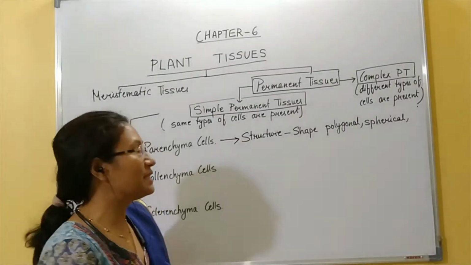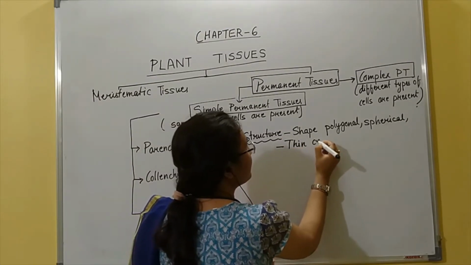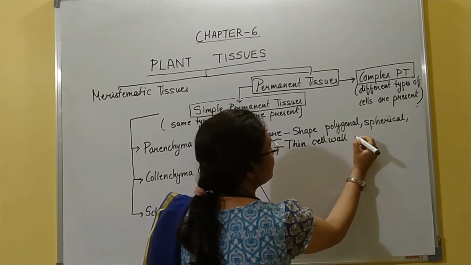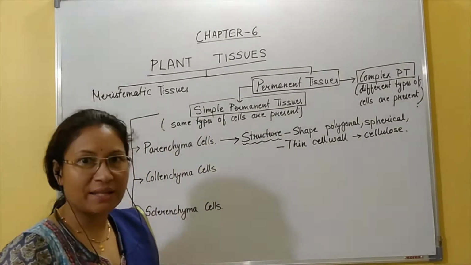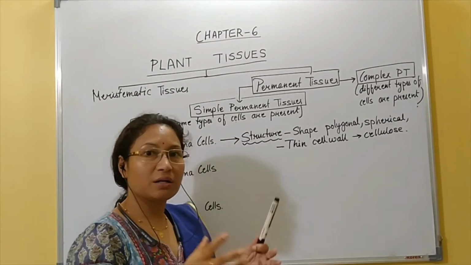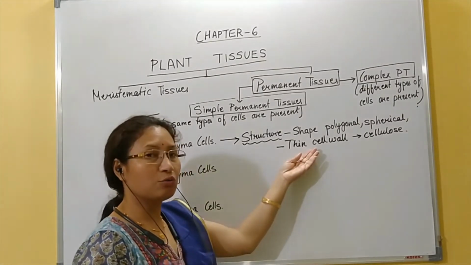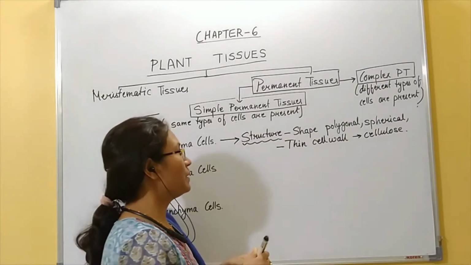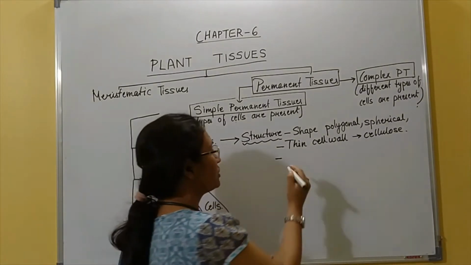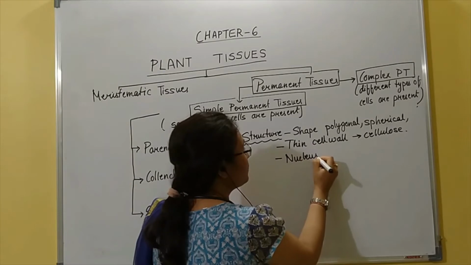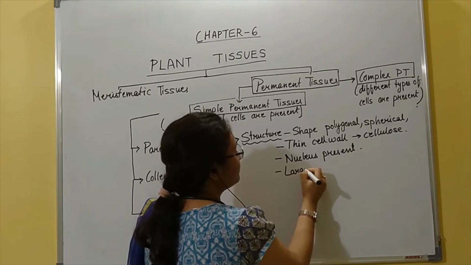Now when we talk about the cell wall, it is thin. So thin cell wall made of cellulose. Cellulose provides the strength, rigidity and support to the cell, and also it has a little bit of elasticity. There is also the presence of pectin materials. Then next it will have a nucleus, and there will be a large vacuole. Nucleus present means the cell is alive. Then there are large vacuoles.